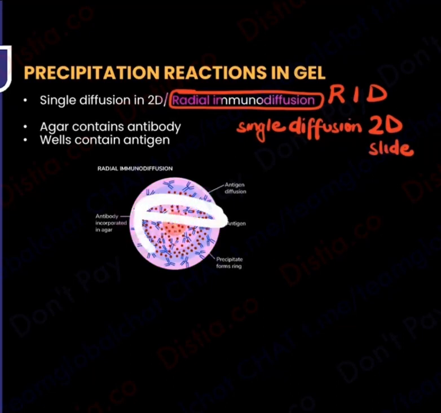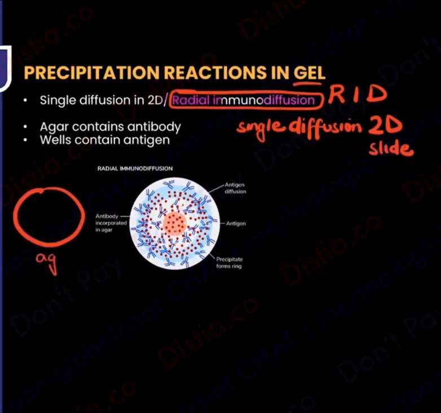So let's have a look at it. What did they do over here? They took a gel, or basically all of these are gel based. So they took an agar gel, and in that agar gel they have already added an antibody. After that, there are certain wells in which they are going to add the antigens. And who is going to move? Only the antigen is going to move. Single diffusion, so only one person can move. Only the antigen is going to move. So the antigen will move. Once it meets the antibody, there is going to be a reaction.